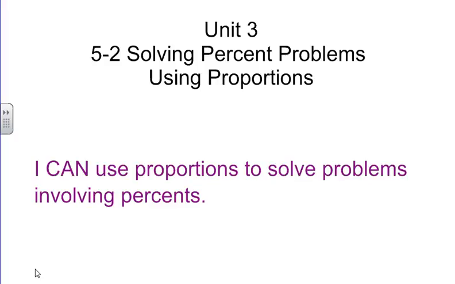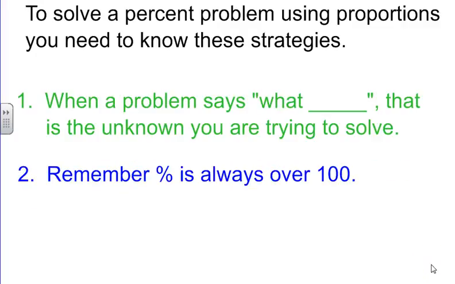What we should be able to do when we're done with this lesson is solve problems involving percents using proportions. To solve a percent problem using proportions, you need to know these strategies. Number 1, when a problem says what blank, the what means that's the unknown that you're trying to solve. Number 2, remember percent is always over 100. So the 100 always goes in the denominator. Pause the video and write these down in your notebook.